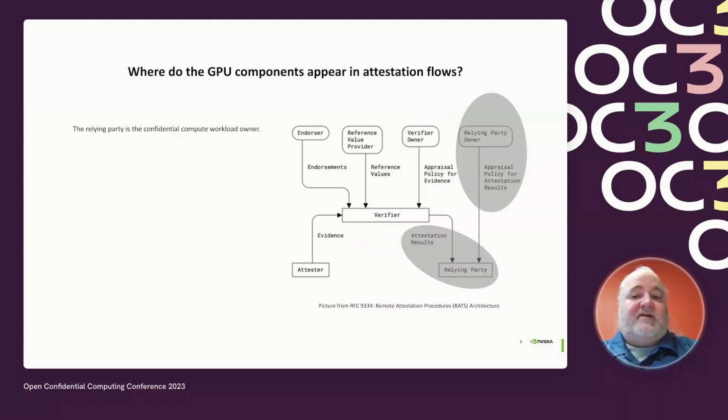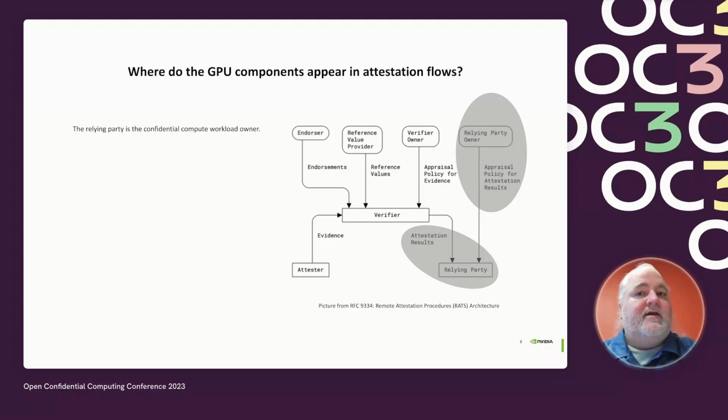So the last thing we'll discuss here is the relying party and their use of the attestation results and the appraisal policy for the attestation results. NVIDIA does not supply this because this is up to the person who owns the confidential compute workload and who owns the data and who owns any necessary cryptographic keys to unlock the data. They can determine what policies are necessary in order for the attestation results to be considered valid, and necessarily, too, what combination of attestation results may be necessary to unlock the data.